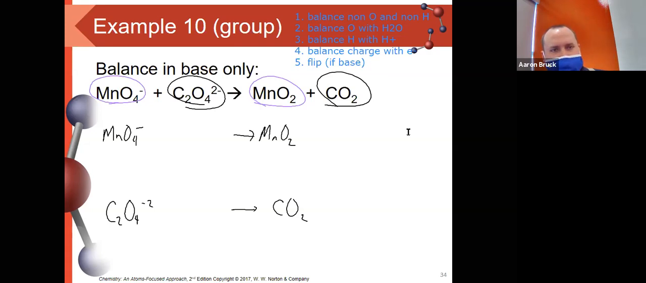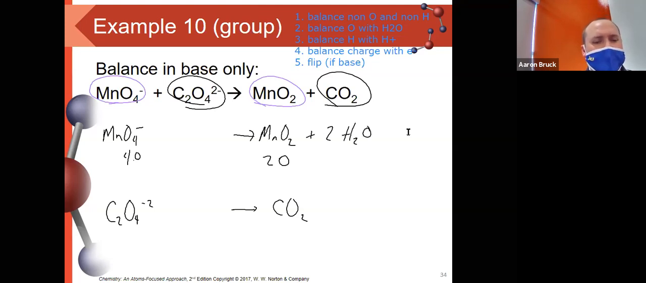So let's start with the first. The non-oxygen, non-hydrogen element in the case of the first half reaction is manganese. I've got one on each side. It's already balanced, so check that one off. Second one, balance oxygens with waters. I've got 4 oxygens over here but only 2 over here. So I need 2 water molecules to balance that out.